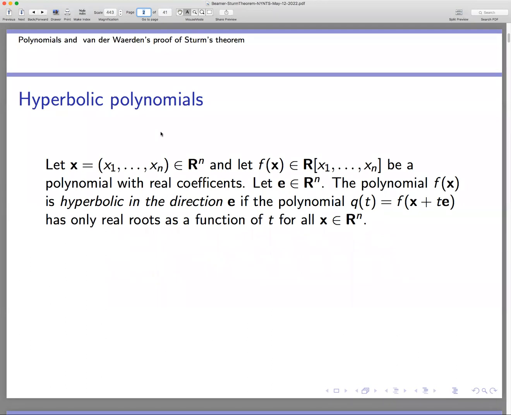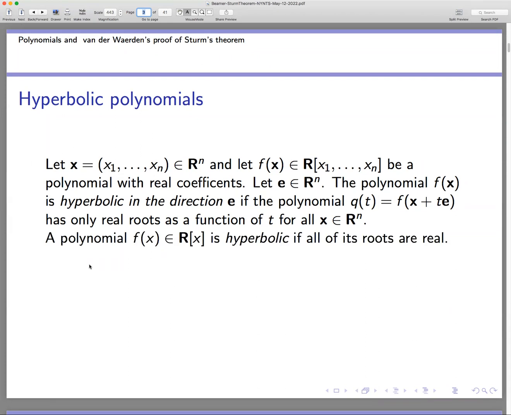The general definition of them is if you have a polynomial in n variables and you choose a direction e, a non-zero vector, one says that this polynomial f of x is hyperbolic in the direction e if you look at f of x plus t e, where x and e each have n coordinates. If you fix x and e, this is a polynomial in one variable t. And if this only has real roots, then your polynomial f is said to be hyperbolic in the direction e.